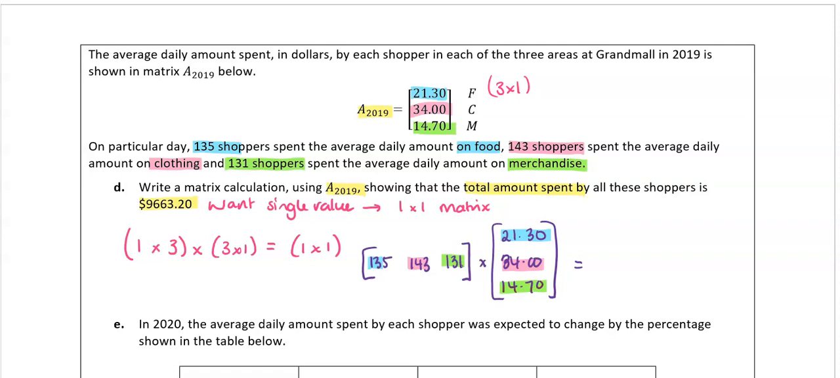Now, I want to check that and make sure I end up with the answer that they're asking for. So when I put that information into my calculator, I end up with a single value in my matrix of 9,663.2, which is the value that they wanted. So the marks attached to this question are solely around setting up that calculation.